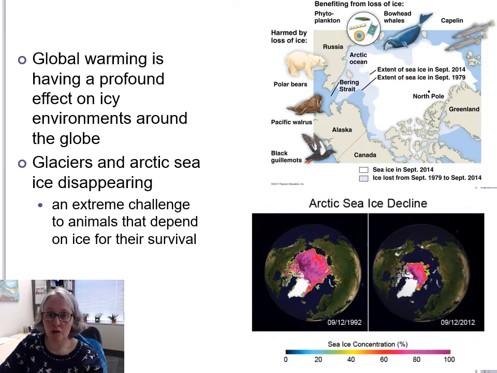As we look at this picture up at the top, you can see in the lighter font where we traditionally had Arctic sea ice up there in the North Pole.